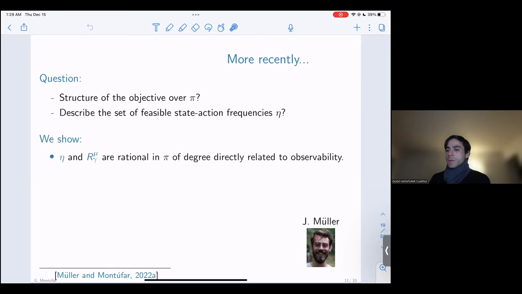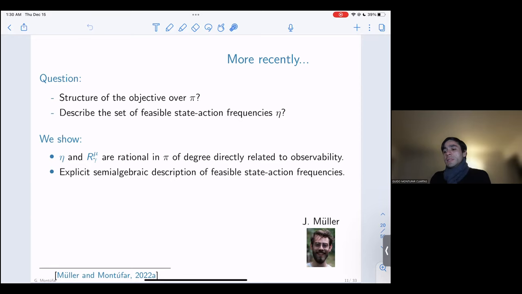And indeed, what we were able to do is show that, first, the state action frequencies, but also the objective function, are rational functions of the policy. So it means that these are quotients of polynomials in the components of this stochastic matrix. And moreover, the degree of these polynomials is directly related to the degree of observability. So the less observable the state is, the higher the degree. And we obtain explicit semi-algebraic descriptions of the feasible state action frequencies.